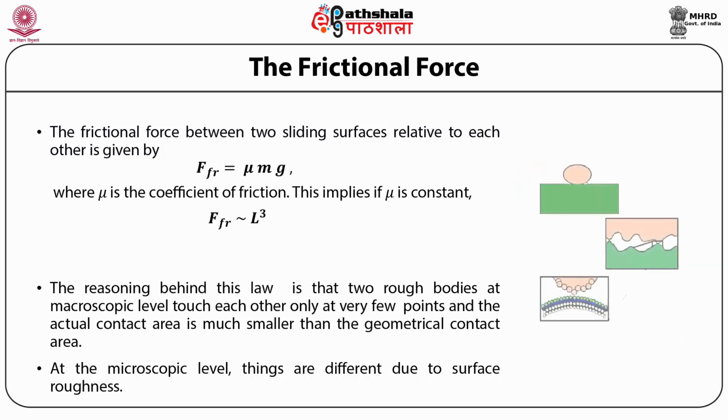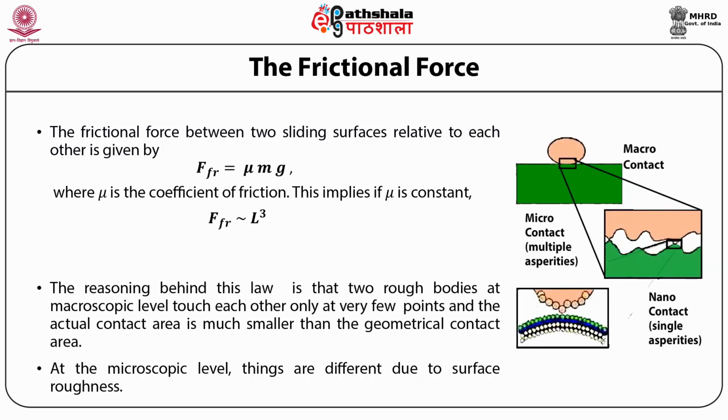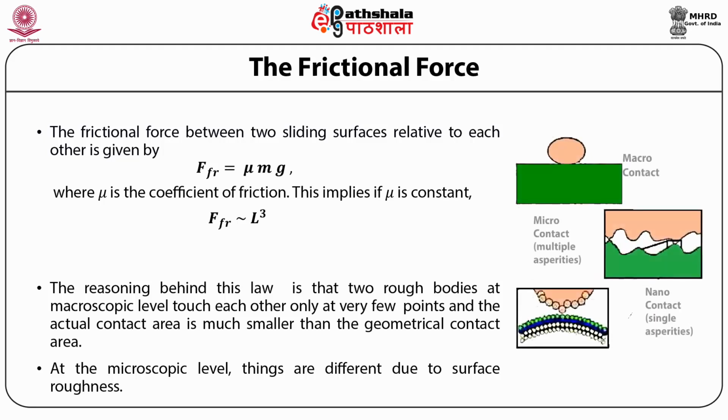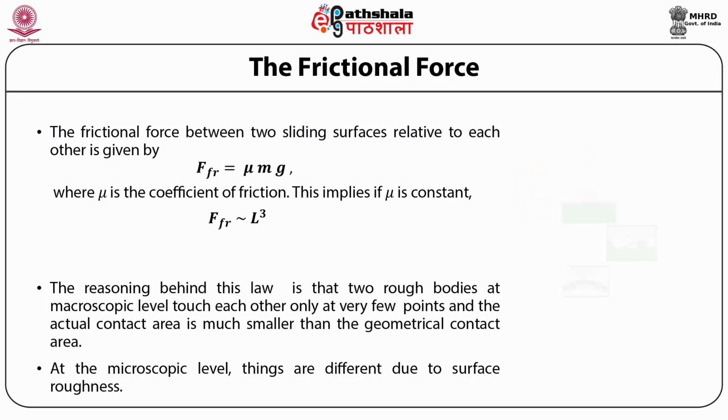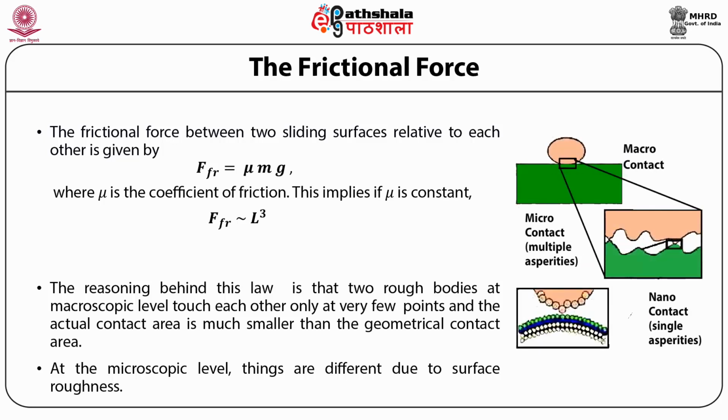So students, this figure shows a macroscopic contact that appears smooth and continuous, but is usually composed of multiple contact points between many microasperities. The friction law for a nanoscopic contact, a single or few asperity contacts, is not known.